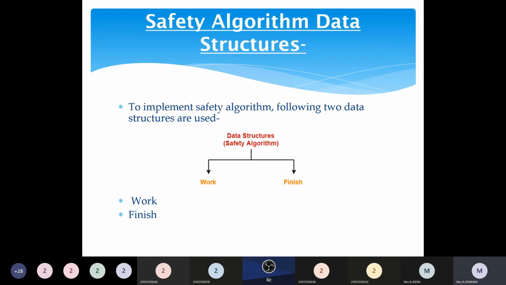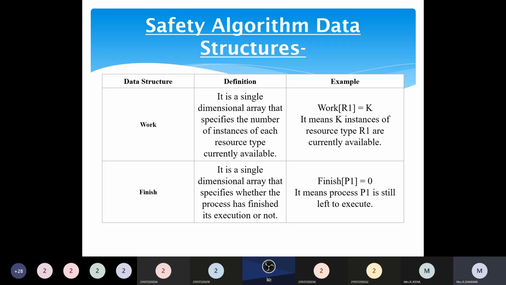Okay, so in order to check whether the system is in a safe state or not, we use two data structures again. To implement the safety algorithm, the following data structures are used: work and finish. These are two more additional data structures that ensure the system is in a safe state or not. Work is a single-dimensional array that specifies the number of instances of each resource type which is currently available.